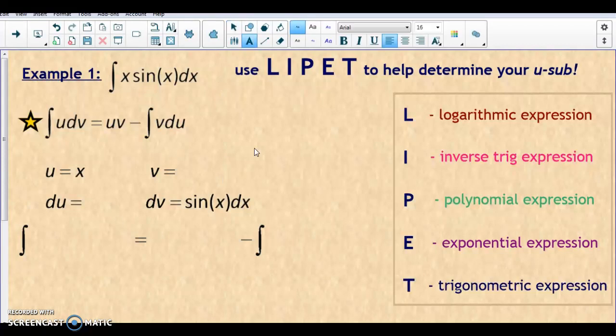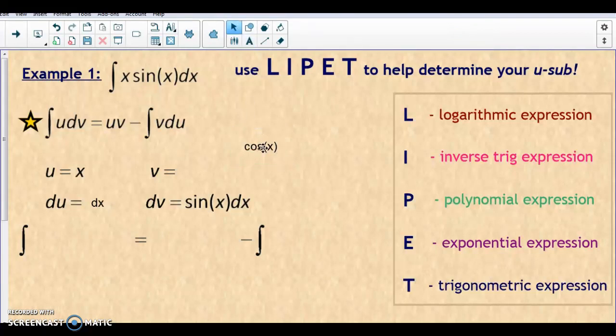For my next step, I have to integrate the dv and differentiate the u. The good news is that differentiating the u is no big deal. It's just dx. I'm typing that over there so it doesn't get messed up. So dx goes here. And then the antiderivative of sine is just cosine of x. So cosine of x is my v.